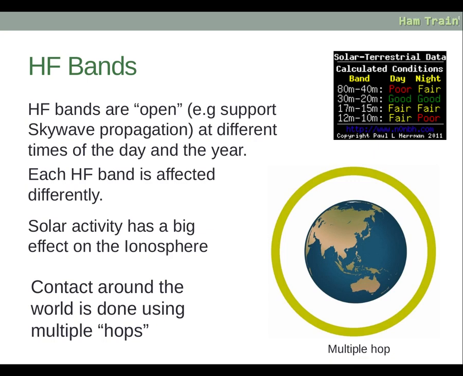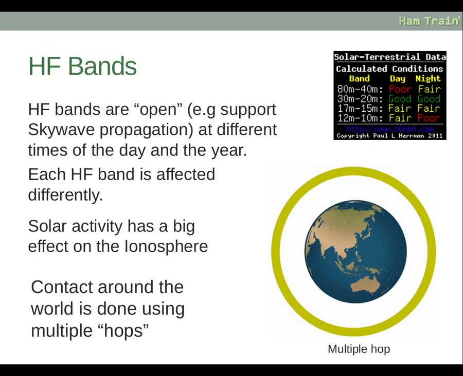HF bands. HF bands are open, meaning supporting this skywave propagation, at different times of the day and of the year. Each HF band is affected differently depending on its frequency. The sun's activity has a big effect on the ionosphere, as we've discussed a moment ago, and contact around the world is done using multiple hops. So as the signal travels out and bounces, it might bounce several times between the ionosphere and the Earth to make its way round to other parts of the Earth.